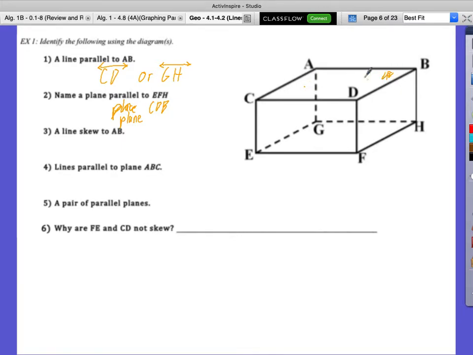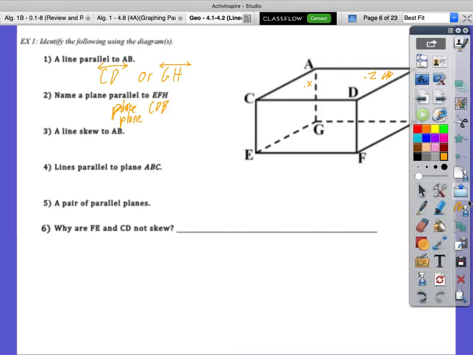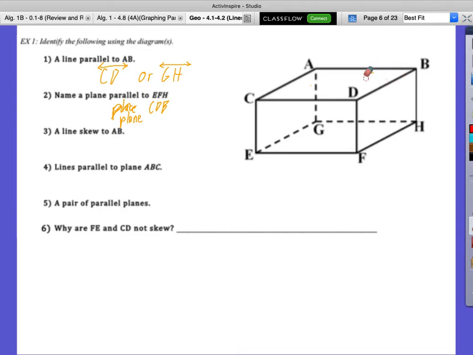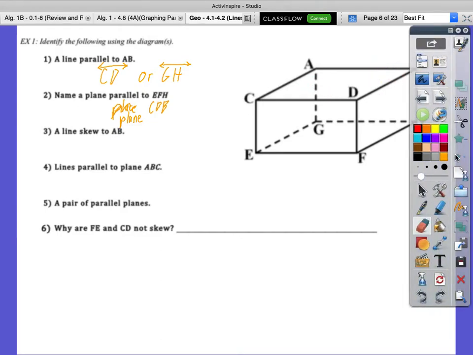A point, Z. Yeah, sure, Z, point X. And they're all on this top plane here. Then you could use those to name it, too. We don't care which ones they are. These have to be in the plane or on the plane, and they have to be not all on the same line together. Okay. So we're fine with that. Yeah, and they can be in any order.